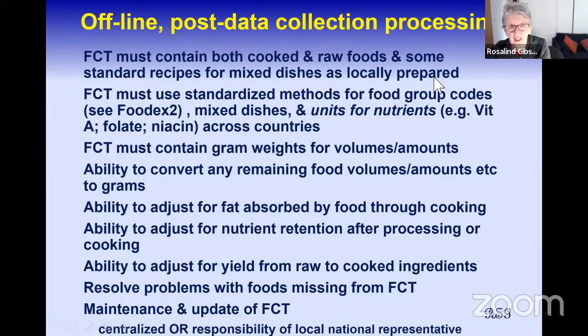And this is the post-data collection processing. Most food composition tables should contain cooked and raw foods and some standardized recipes. Your food composition table must contain your gram weights, and you should be able to adjust for any fat absorbed by the food through cooking, and for nutrient retention and yield factors. And I've given you some examples that you can take away with this PowerPoint presentation of how to use nutrient retention and yield factors to calculate the nutrient content of a recipe from raw ingredients.